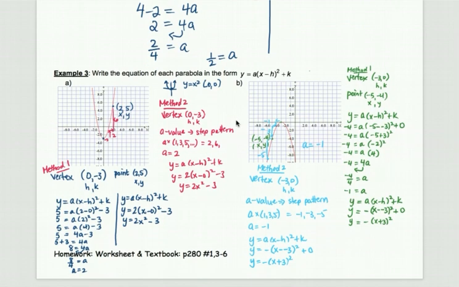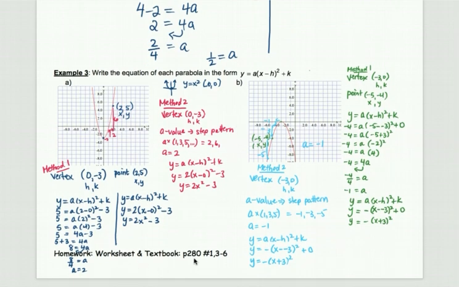All right, so go and practice. I have a worksheet, so there are some textbook questions, and then try the checkpoint.